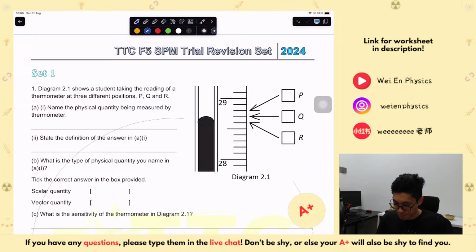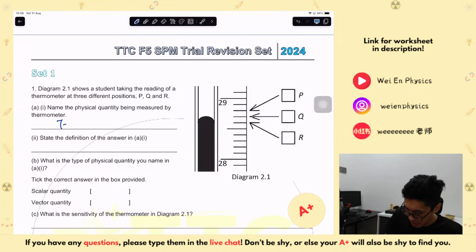Diagram 2.1 shows a student taking the reading of a thermometer at 3 different positions, P, Q, R. This is a thermometer. Name the physical quantity being measured by the thermometer. Basically they're asking what does a thermometer measure? A thermometer measures temperature, so you just write that the thermometer measures temperature.